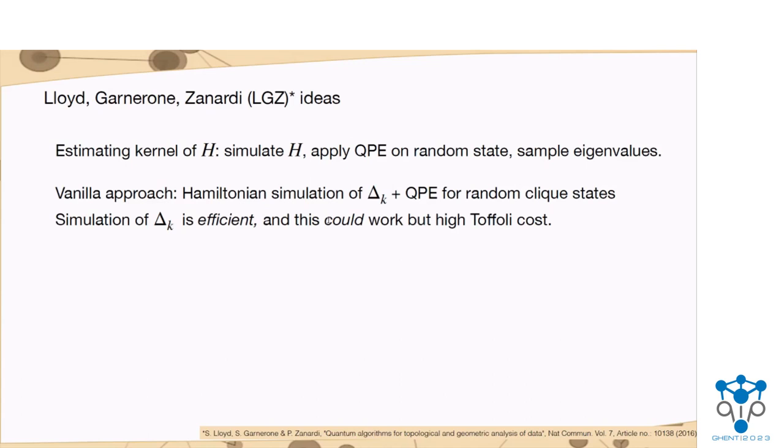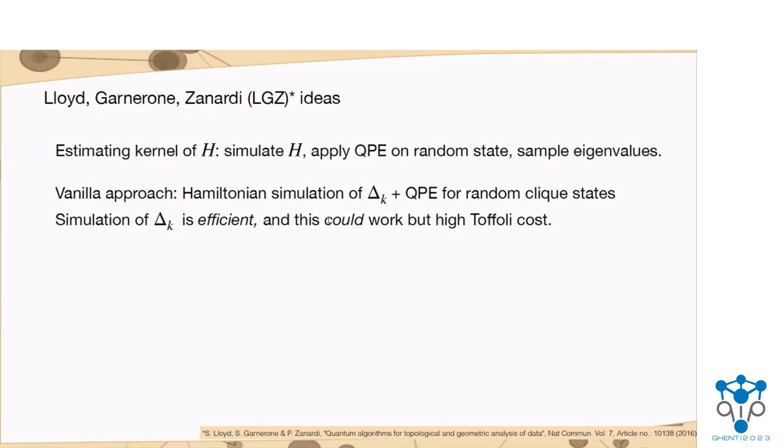So the first algorithm for this, by Lloyd, Garnerone, and Zanardi, introduced this very elegant technique for estimating the dimension of the kernel of a Hermitian operator. Essentially, you take a Hermitian operator. If you have sparse access to it, you can simulate it, so you get the unitary, the time evolution of the Hermitian operator.